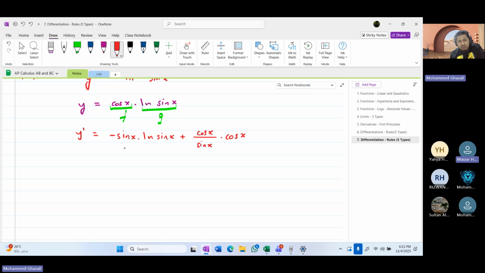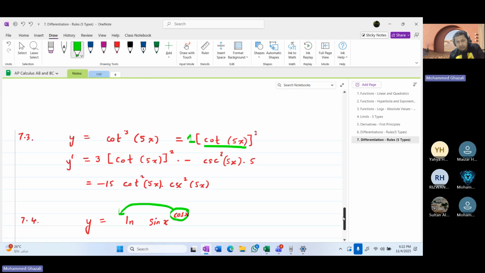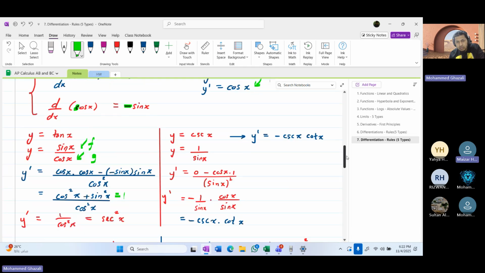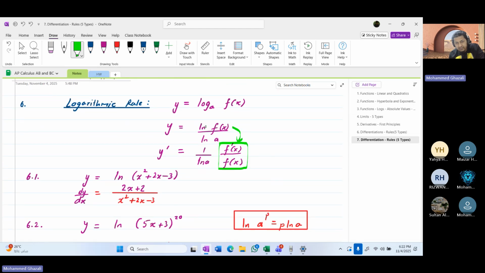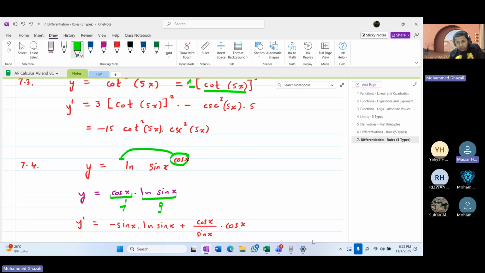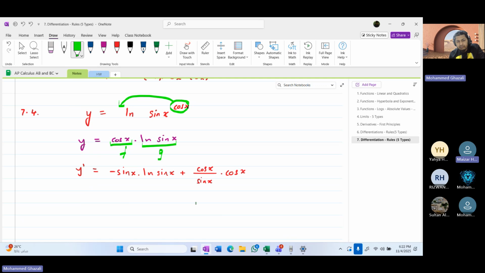Mr., how is the derivative of ln sine x cos x over sine x? Okay, so if you remember the log rule, to differentiate ln f of x, the f of x goes to the denominator, and you differentiate f of x and put it on the numerator. So you obtain the derivative of the numerator, which is cos x, and then you move the denominator to sine x, and the ln falls out. Okay, so this is my answer, guys.